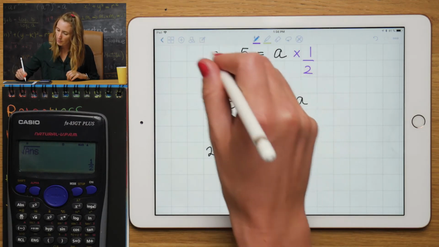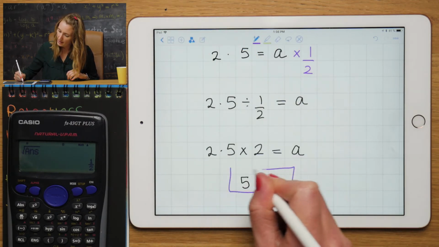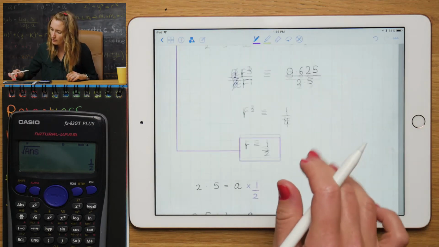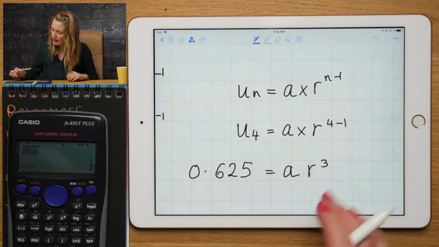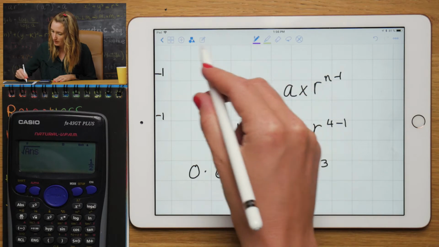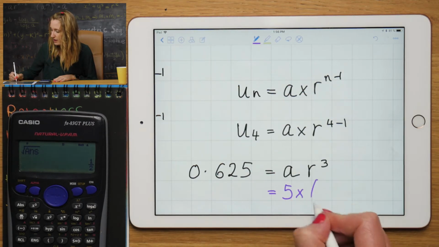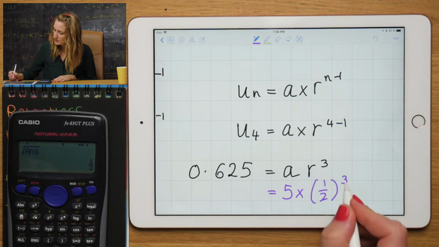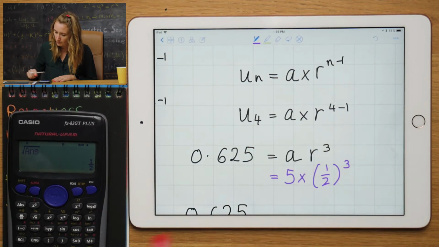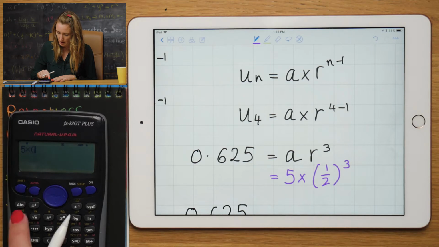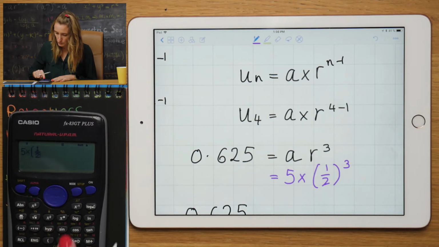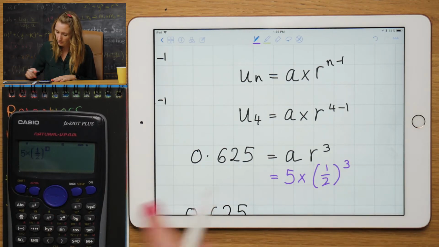So I've got both my values now for A and r. Very useful always to check back your answers. So for example, if I've done this correctly, which I hope I have, A is 5 and r is a half. So my answer for U4 would be 5 times 1 over 2 to the power of 3.